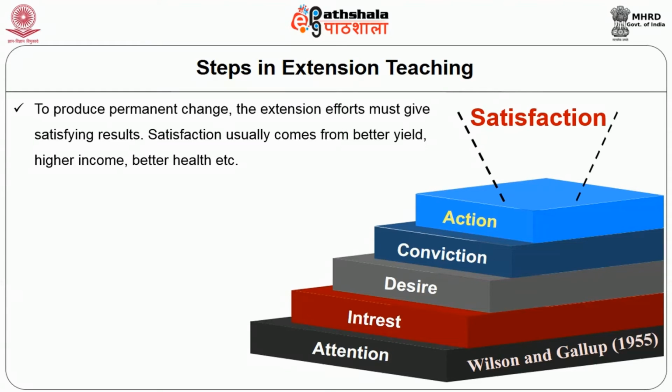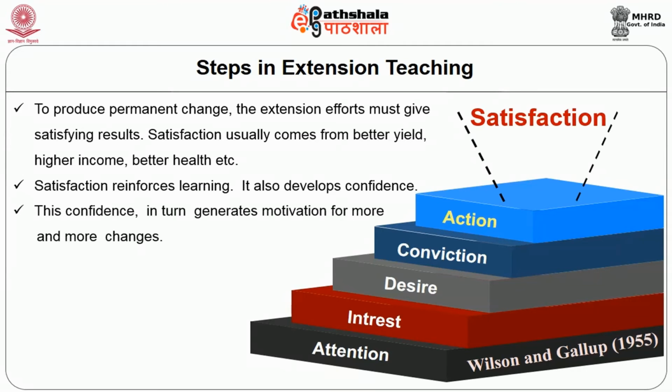The last step in the extension education process is satisfaction. So to produce permanent change, the extension efforts must give satisfying results. Satisfaction usually occurs from better yield, higher income, better health, etc. Satisfaction reinforces learning. It also develops confidence. This confidence in turn generates motivation for more and more changes.